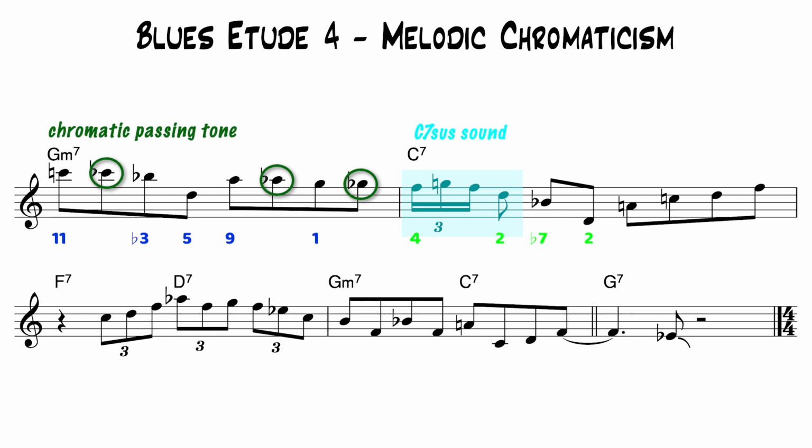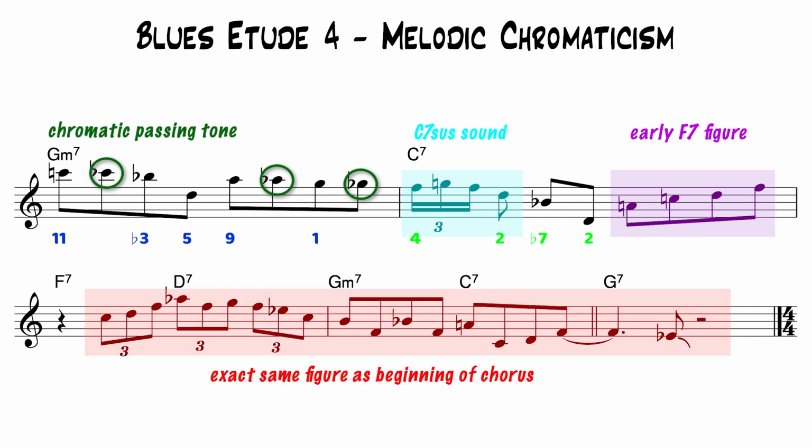then going down to the 2-7-2. Then we anticipate the 1 chord by playing an early F7 figure here on beats 3 and 4 of C7. Then we end off this chorus by playing the exact same figure as what was at the very beginning of this etude. Pretty cool.